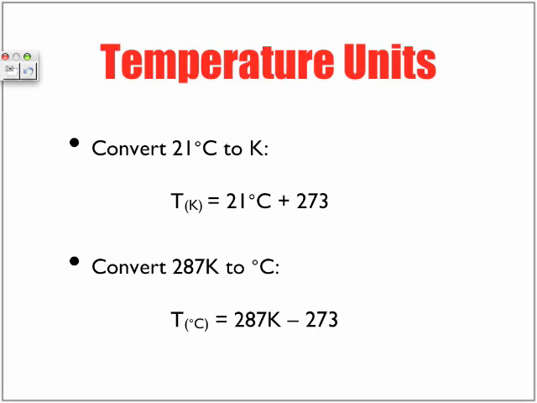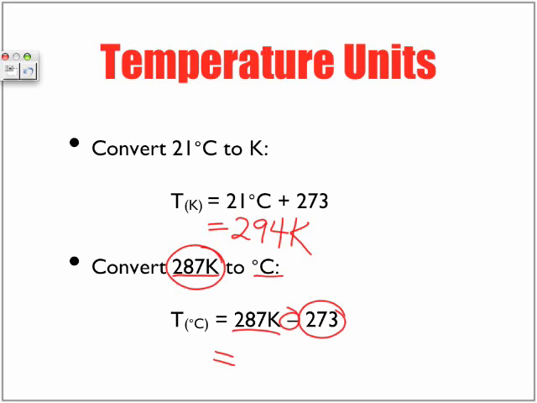We're going to convert 21 degrees Celsius to Kelvin. So 21 degrees Celsius, we add 273 to it, and our temperature in Kelvin is 294 Kelvin. Now, if the question had asked us to convert this Kelvin value to degrees Celsius, we take the Kelvin measurement and subtract 273 from it, which gives us a temperature of 14 degrees Celsius.